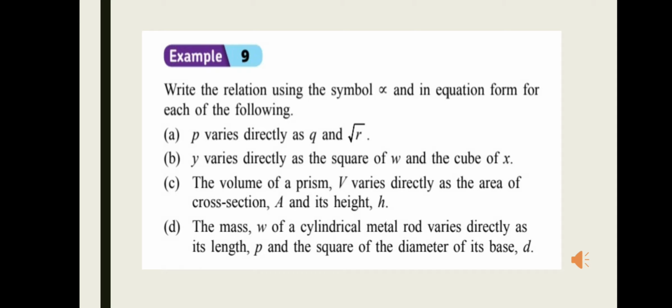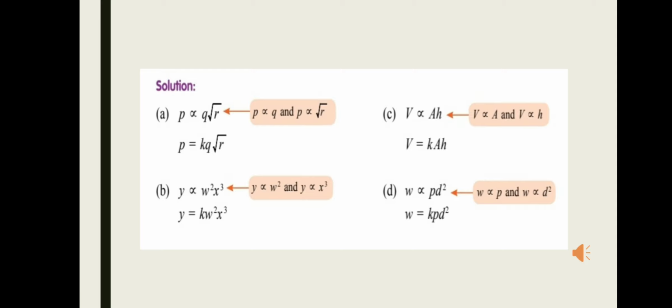Now, let's do example 9. Write the relation using the symbol alpha and in equation form for each of the following. Solution. A. P varies directly as q and square root of r. B. Y varies directly as the square of w and the cube of x.